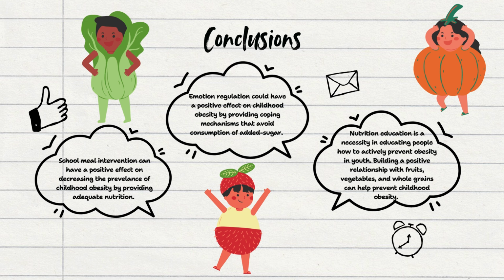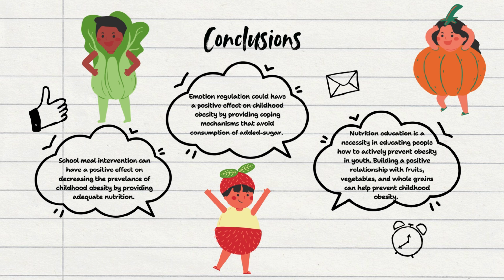Lastly, nutrition education is a necessity in educating people how to actively prevent obesity in youth. Building a positive relationship with fruits, vegetables, and whole grains can help prevent childhood obesity. By providing nutrition education to families of young children, it will help them encourage their kids to develop a healthy relationship with whole foods and view them as something to benefit them, rather than as something they do not want to try and see as gross.